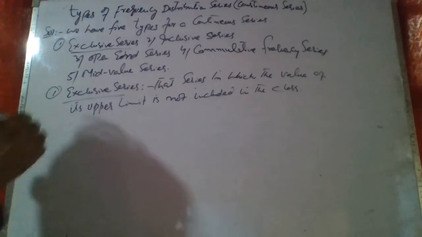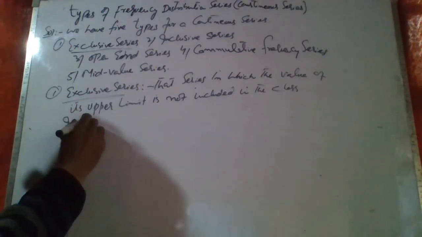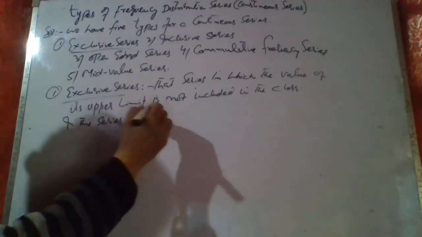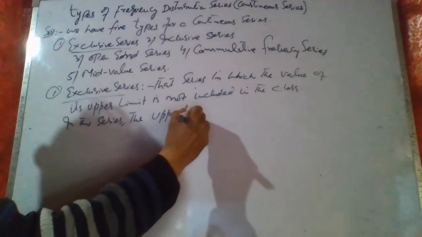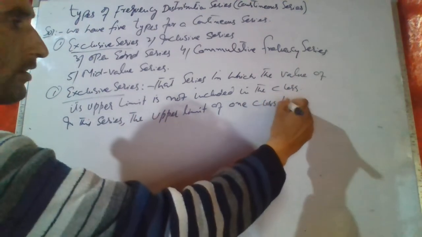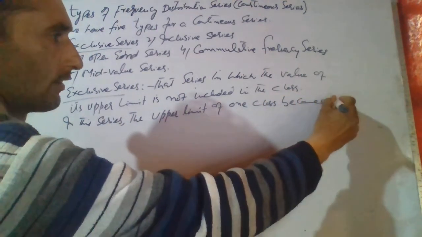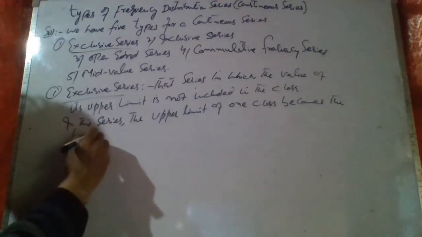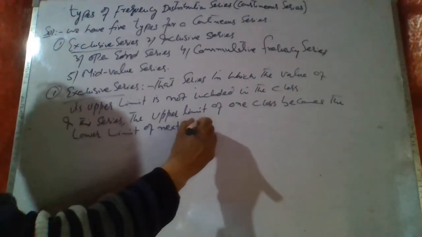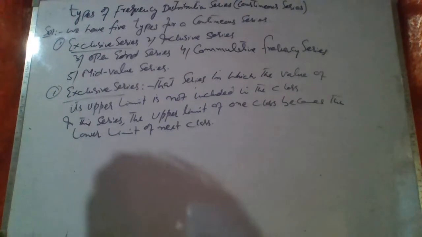In this series, the upper limit of one class becomes the lower limit of the next class. एक क्लास का अपर लिमिट दूसरे क्लास का लोअर लिमिट बन जाता है. So it is called exclusive series because the frequency of upper limit is not included.